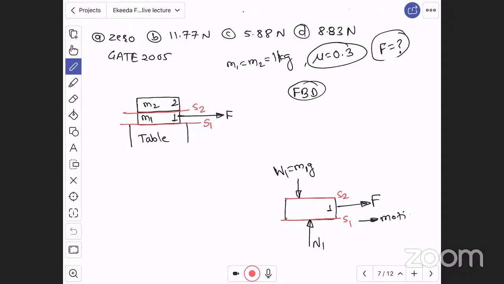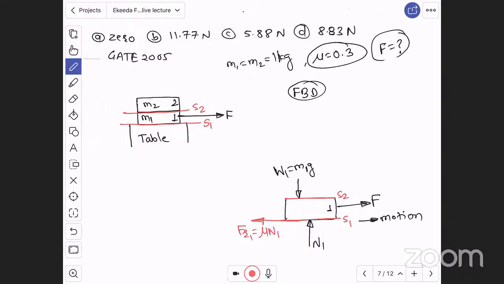This will be the motion direction, and friction is opposite to the motion. Therefore the friction force will be opposite to this motion, that is Fr1. This is Fr1, which is nothing but mu times n1, normal reaction 1. Right.